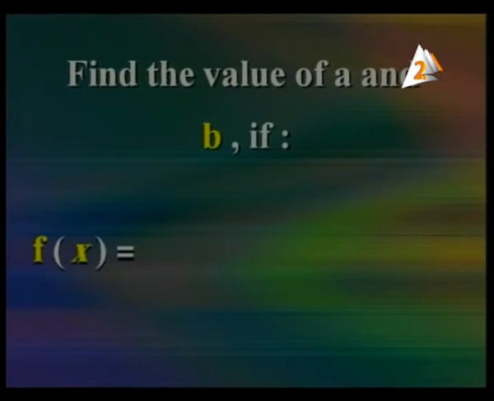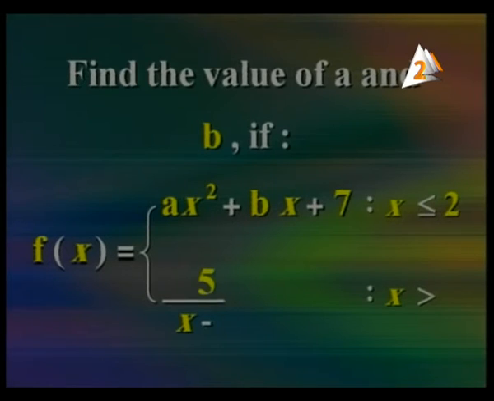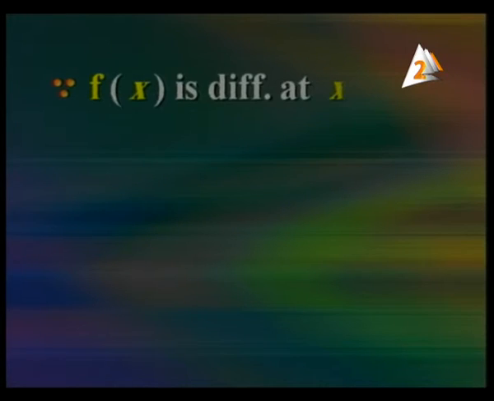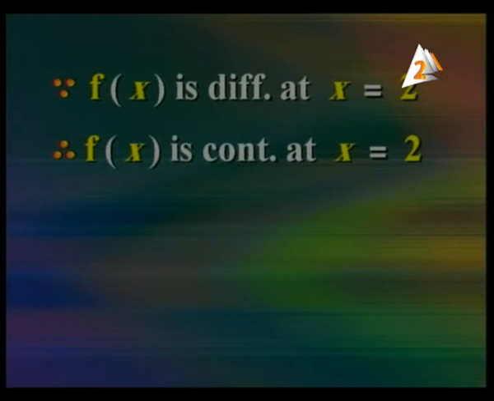Another solution. Find the value of a and b if f of x equals ax power 2 plus bx plus 7 when x is smaller than or equal to 2, f of x equals 5 over x minus 1 when x is more than 2. Find the value. What is the condition of this function? Look at the solution. f of x is differentiable at x equals 2, f of x is continuous also at x equals 2. When f of x is differentiable at x equals 2, what do you deduce? f of x is continuous.